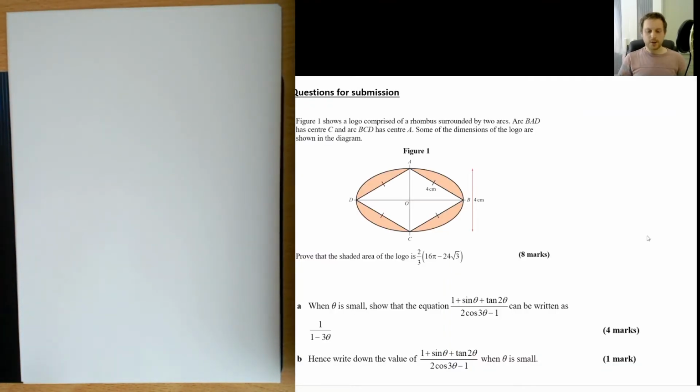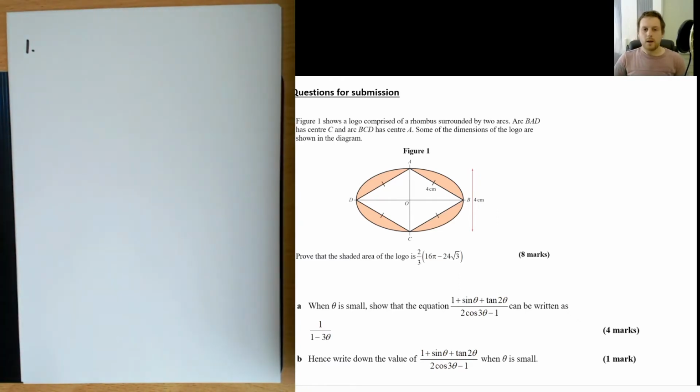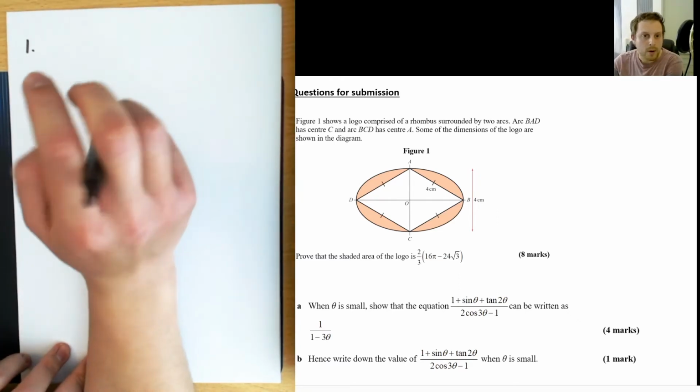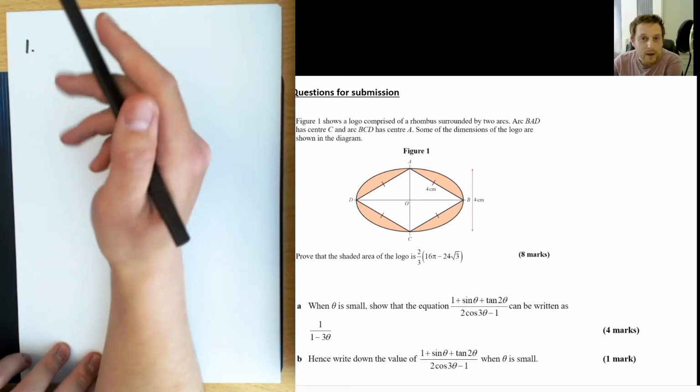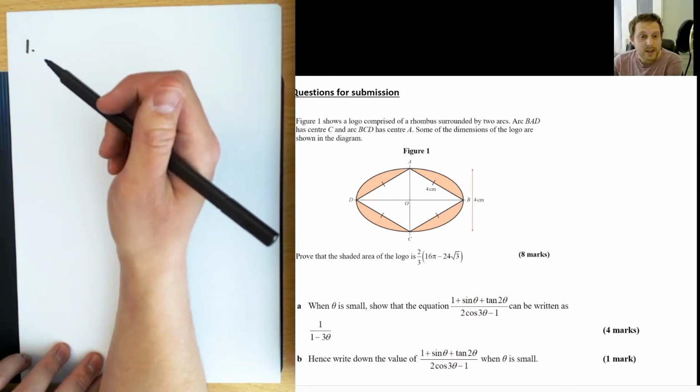So here are your questions. I'm going to go through these now. So number 1, what have we got? So BAD has sent us C.